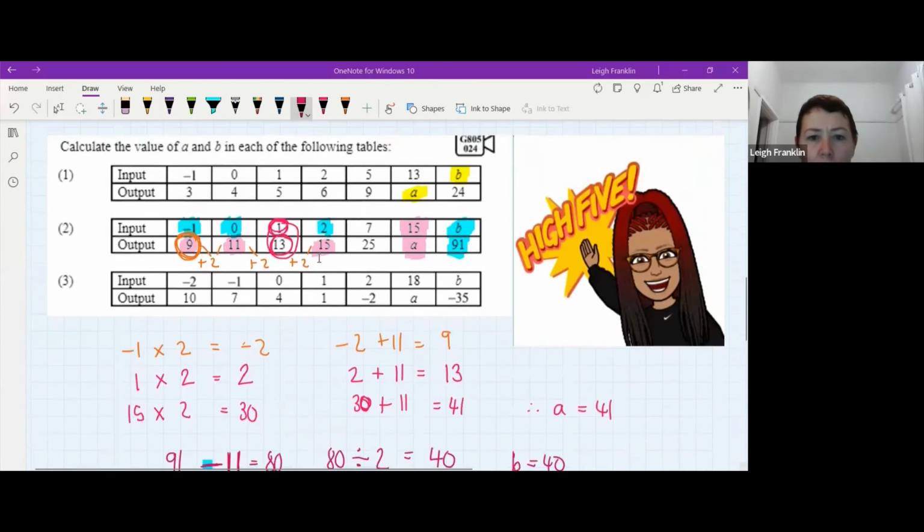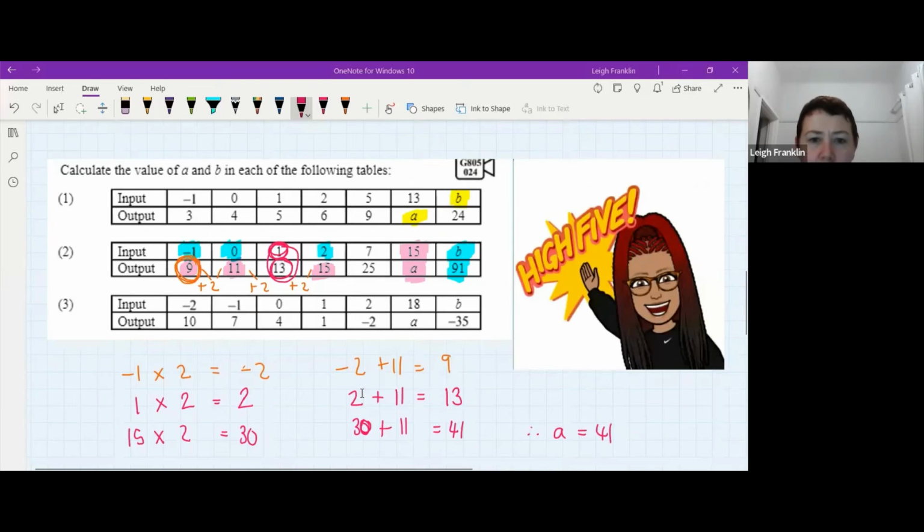Okay. Now, what I'm going to do is give you guys an opportunity to see if you can do A and B on your own. So just have a look at number 1. And then we're going to talk about it in 2 minutes. So see if you can work out what the rule is, and then what A is, and then if you really can, what B is.